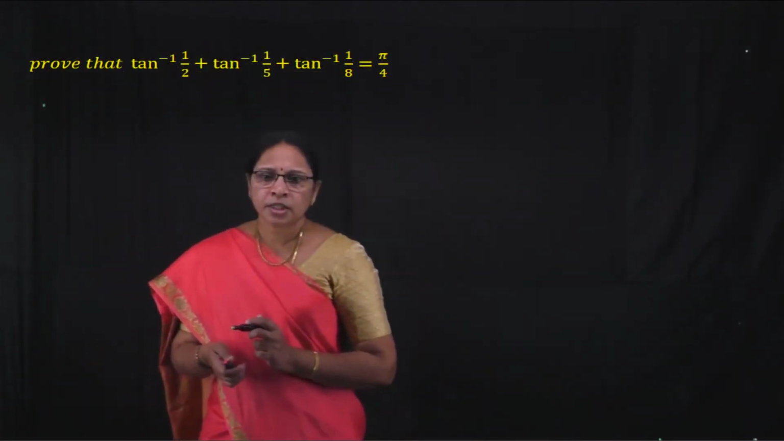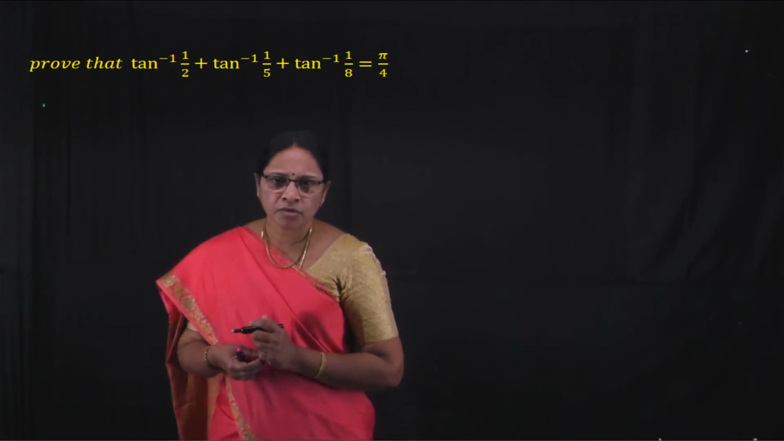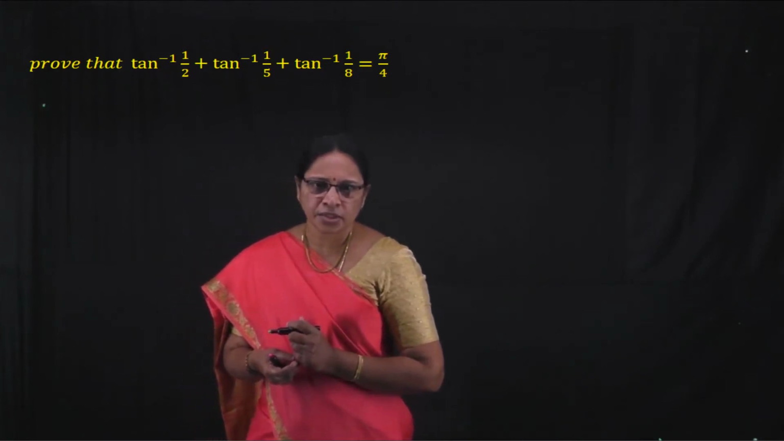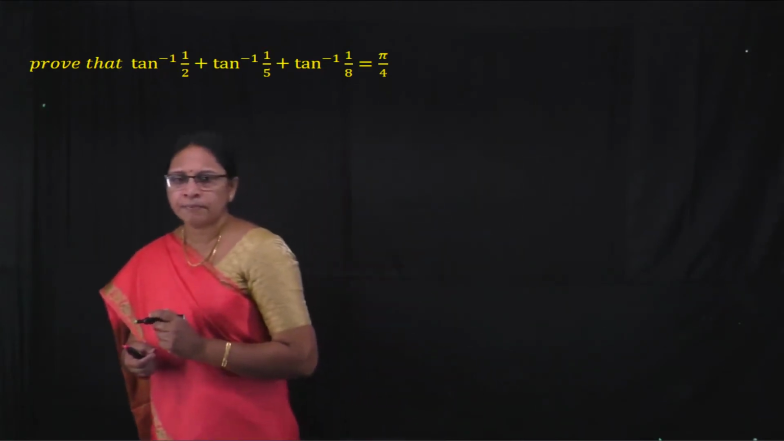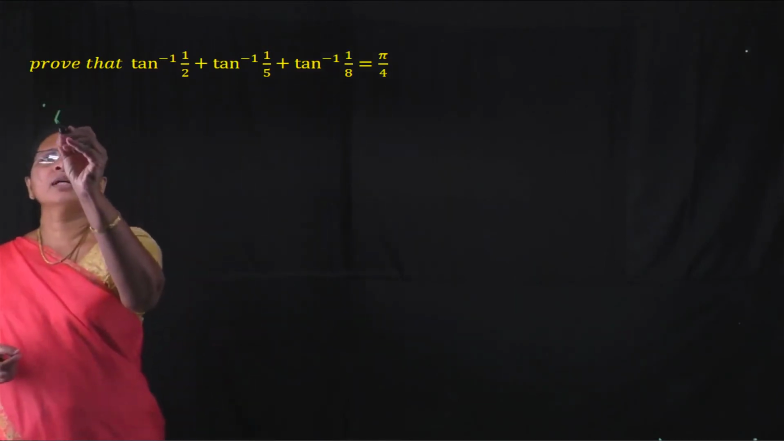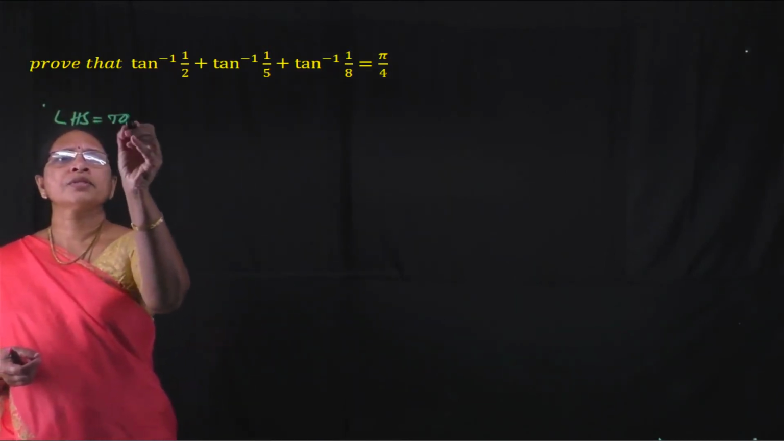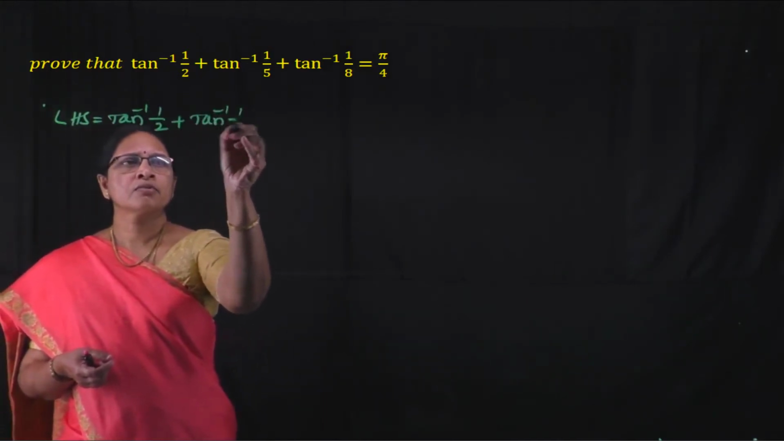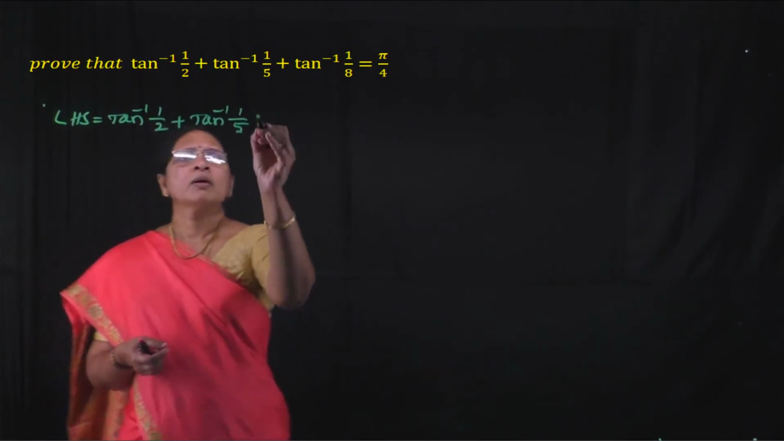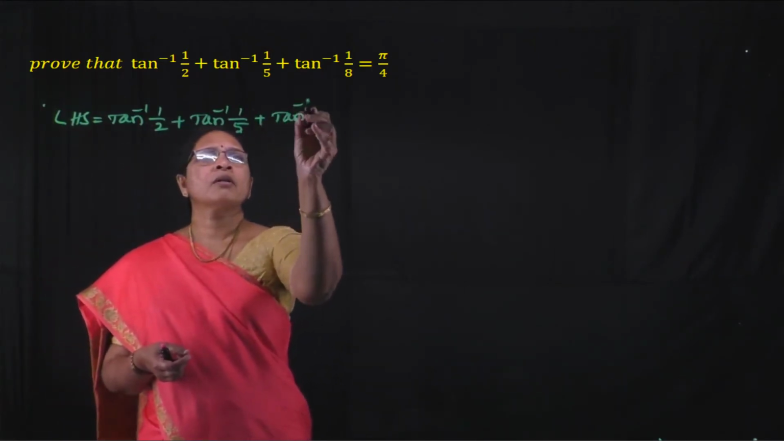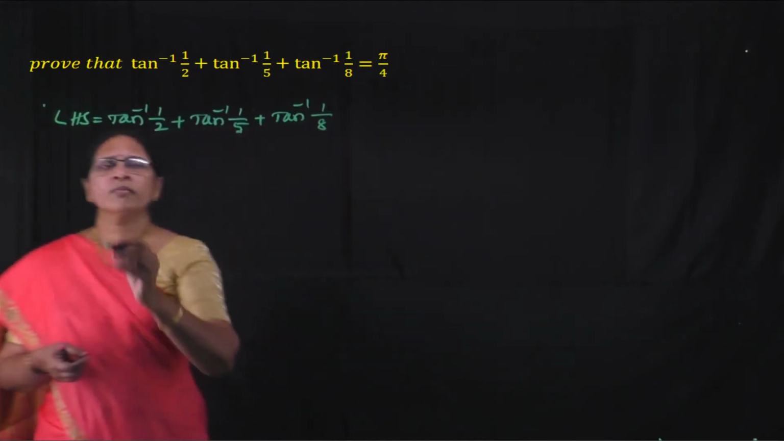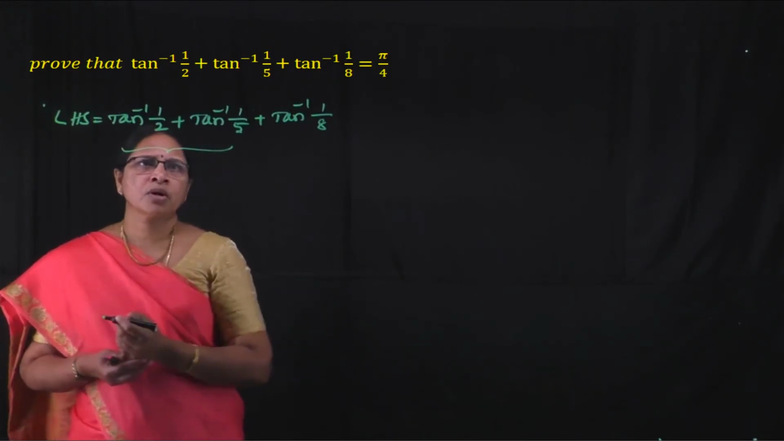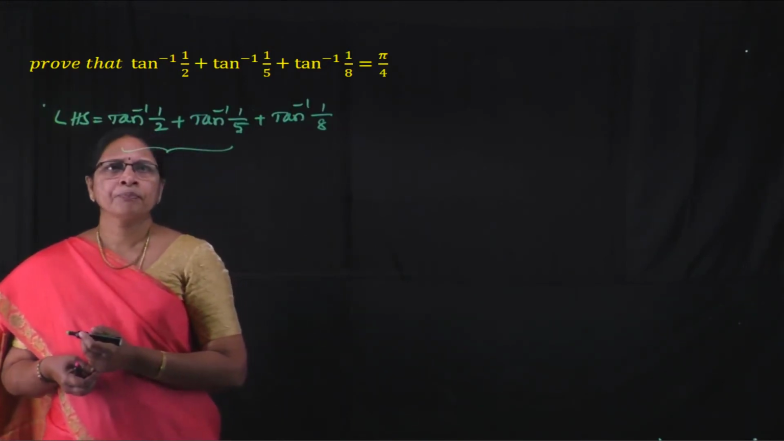See the next problem. Prove that tan inverse 1 by 2 plus tan inverse 1 by 5 plus tan inverse 1 by 8 equal to pi by 4. Consider LHS. Here LHS is tan inverse 1 by 2 plus tan inverse 1 by 5 plus tan inverse 1 by 8. Consider first two terms, that is tan inverse 1 by 2 plus tan inverse 1 by 5.